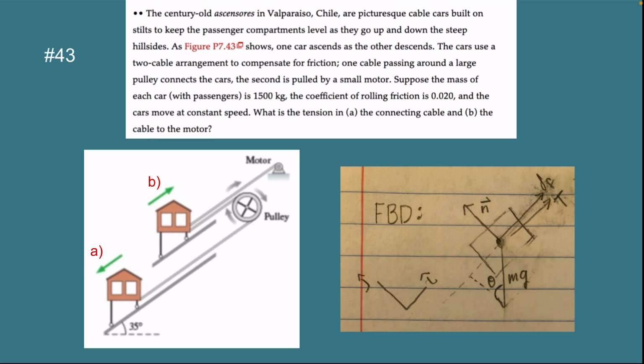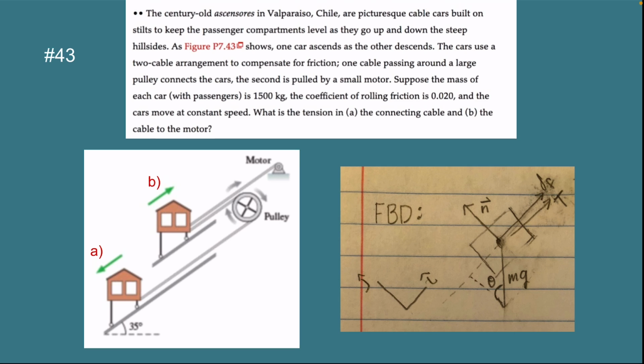So the first thing that's going to be important to solve this problem is just recognizing that because of the constant speed, the cable cars are going to be in dynamic equilibrium, which means that if you add up the forces acting on one of the individual cars, those forces are going to be equal to 0.